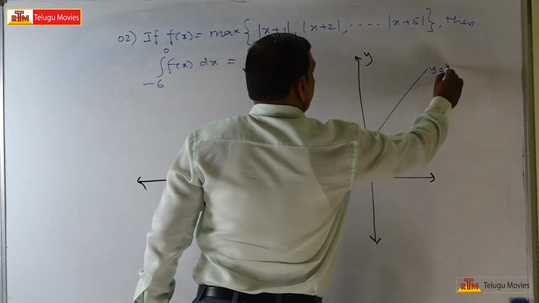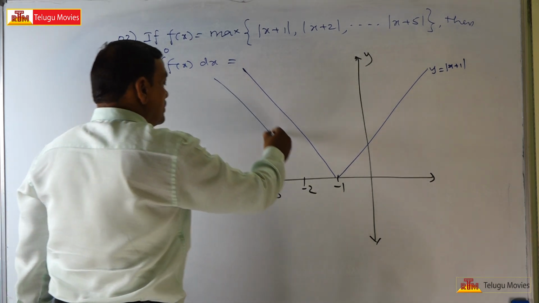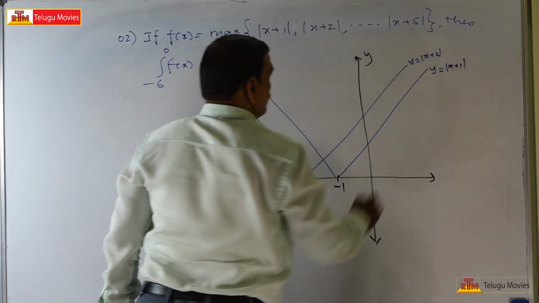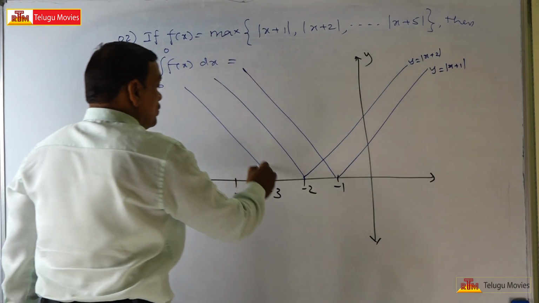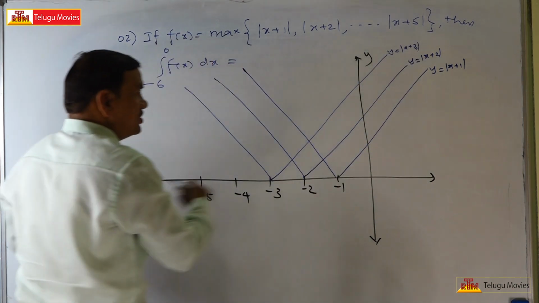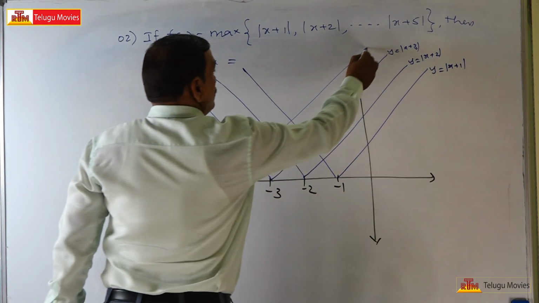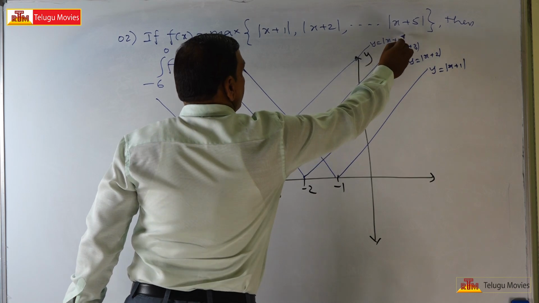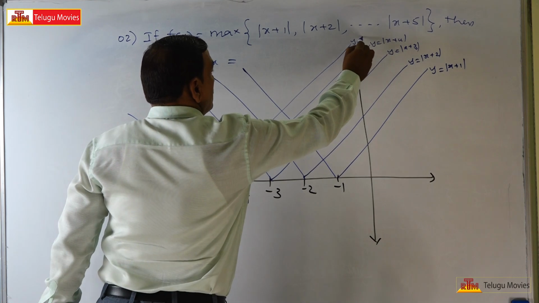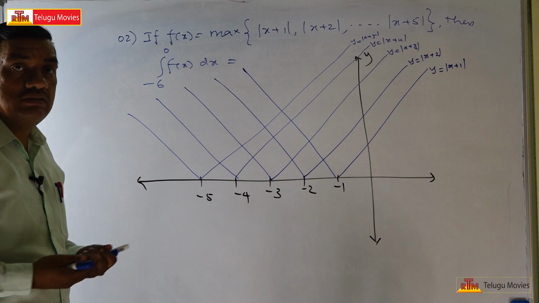This is y is equal to modulus of x plus 1 graph. Y is equal to modulus of x plus 2 graph is this. Y is equal to modulus of x plus 3 is this, which means it moves 3 units to the left side. Then y is equal to modulus of x plus 4, and modulus of x plus 5. So I have drawn all the 5 graphs.